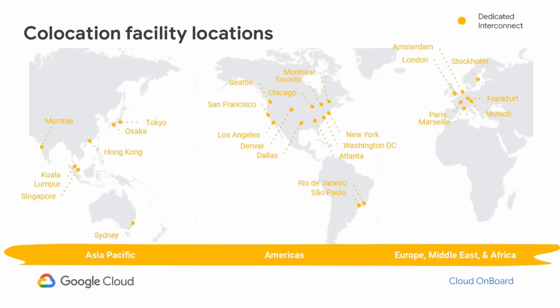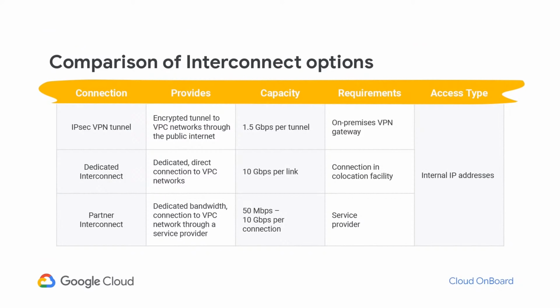Now, if you want to use Dedicated Interconnect, your network must physically meet Google's network in a supported co-location facility. If you see this map, it shows the locations where you can create a dedicated connection. You might look at this map and say, hey, I'm nowhere near one of those locations. And that's where what would you use then? That's right. We will use Partner Interconnect. So we have three things: VPN, Dedicated Interconnect, and Partner Interconnect.